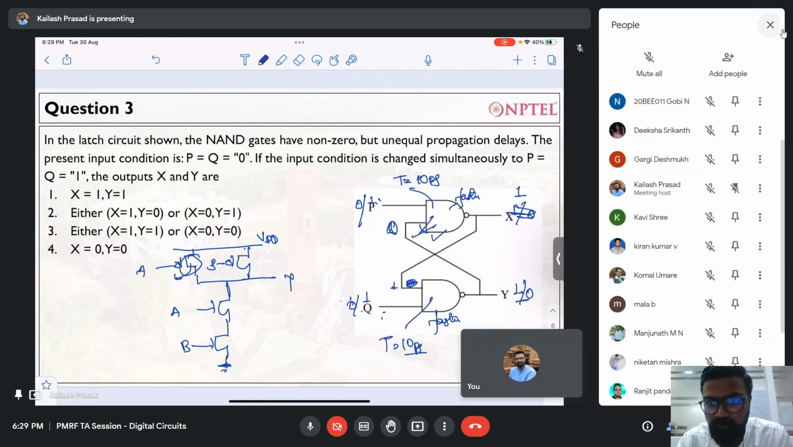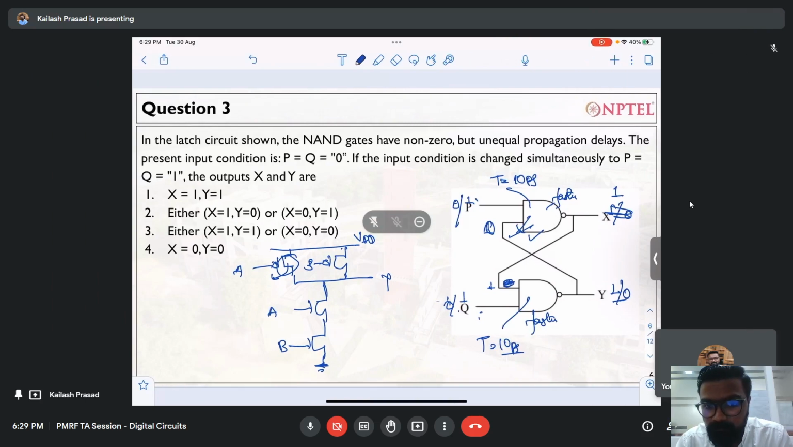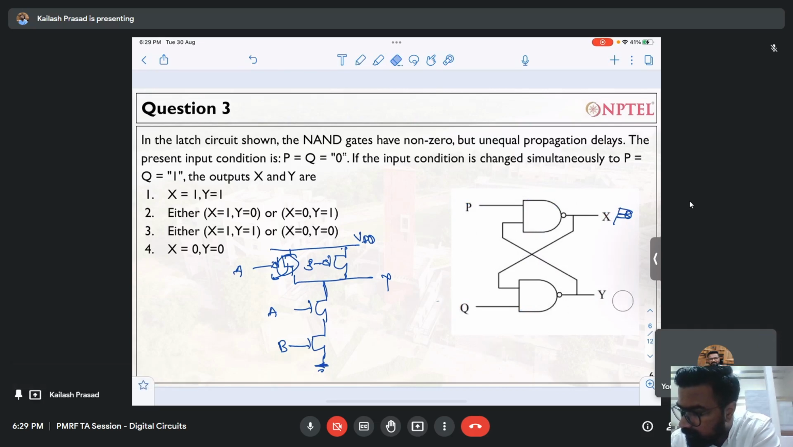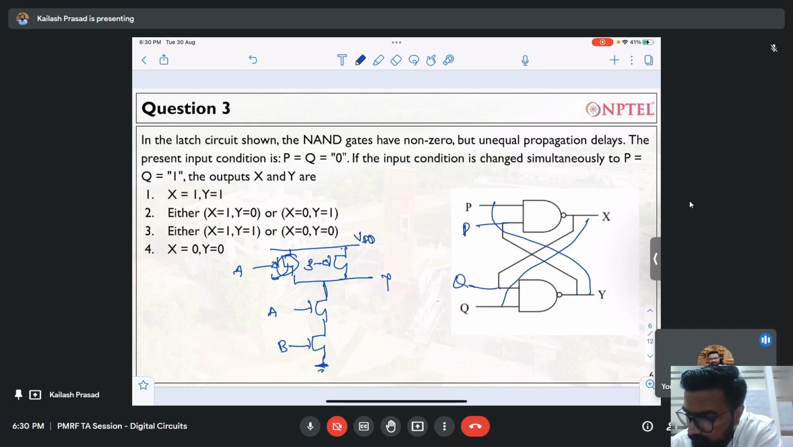Sir, in the circuit which is shown, if we change the connection, that input P goes to output Y and input Q goes to output X, then is my result the same? In that case, is the above NAND gate faster or the below NAND gate faster?